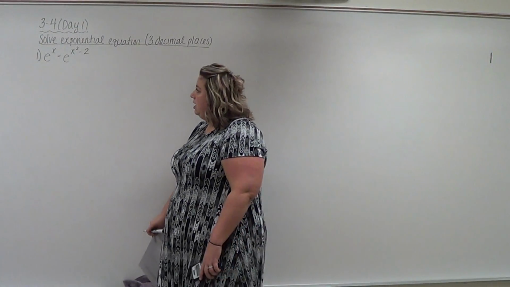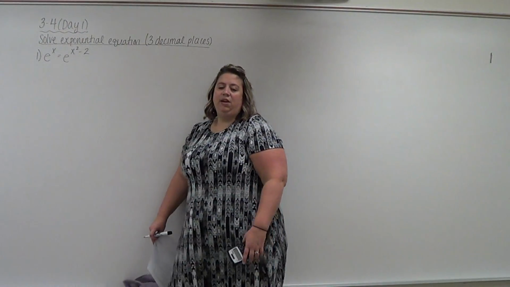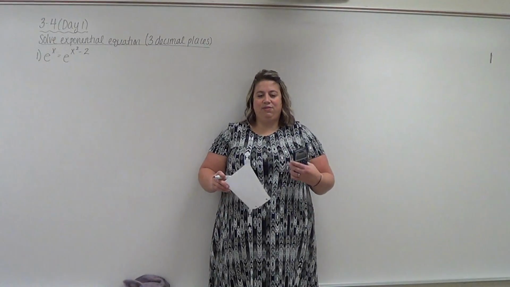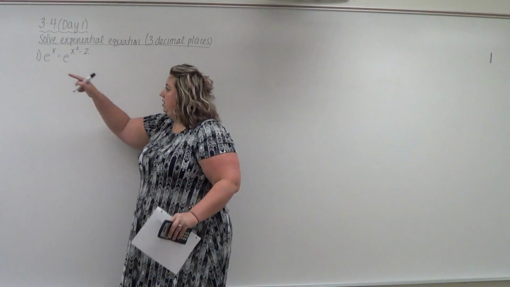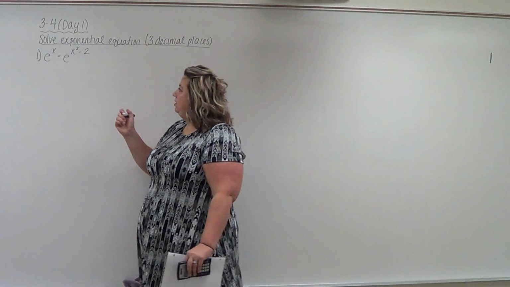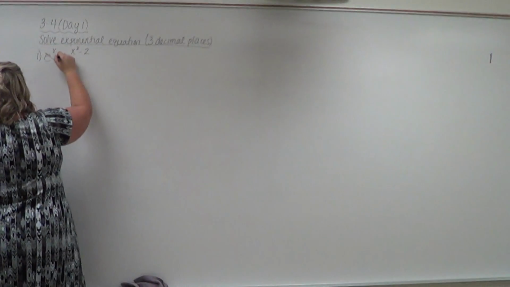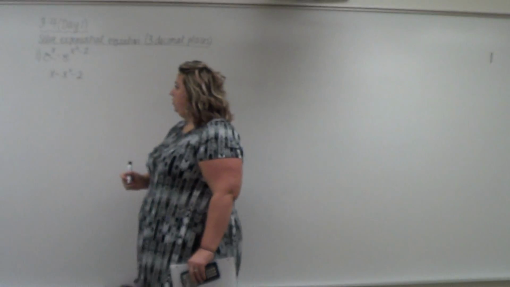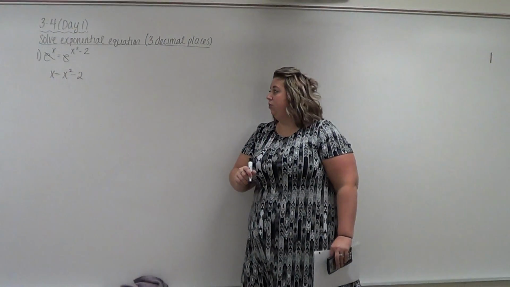Okay, so when you're looking at an exponential, if you can get both sides to have the same base, like the same big number, that's the easiest way to solve, because when they're the same, you just cancel that and you solve the exponent. So I solve x equals x squared minus 2.